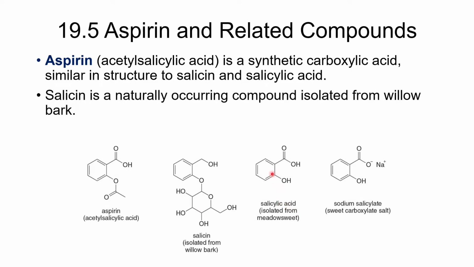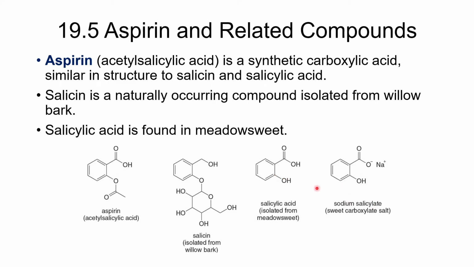If we look at salicylic acid, it is structurally similar to aspirin. In fact, when they synthesize aspirin, they usually start with salicylic acid. You can isolate that from meadowsweet, and it does have a sweet flavor to it, particularly the sodium salicylate, which is the conjugate base of it. It's a sweet carboxylic acid. It can be used as a sweetener, it's a natural sweetener, but it's different than sugar.